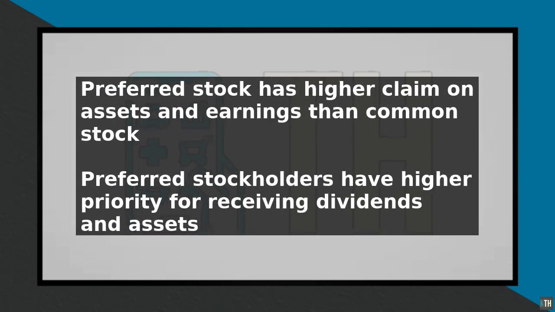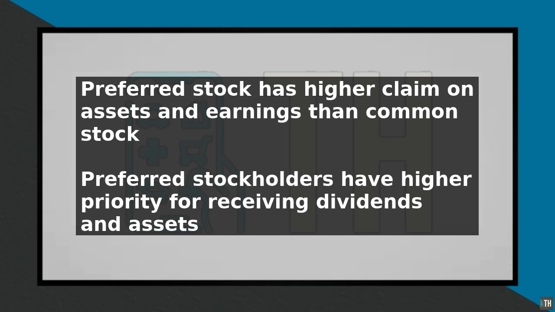On the other hand, preferred stock represents a higher claim on assets and earnings than common stock. Preferred stockholders do not have voting rights, but they have a higher priority when it comes to receiving dividends and assets in the event of liquidation. Preferred stock typically comes with a fixed dividend rate, and the dividend payments are usually made before any dividend payments are made to common stockholders.